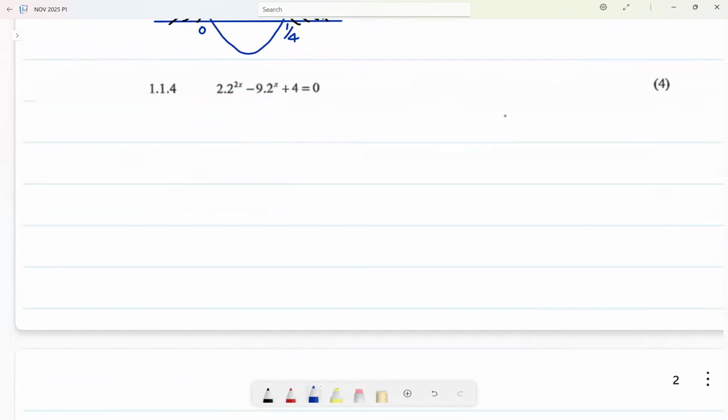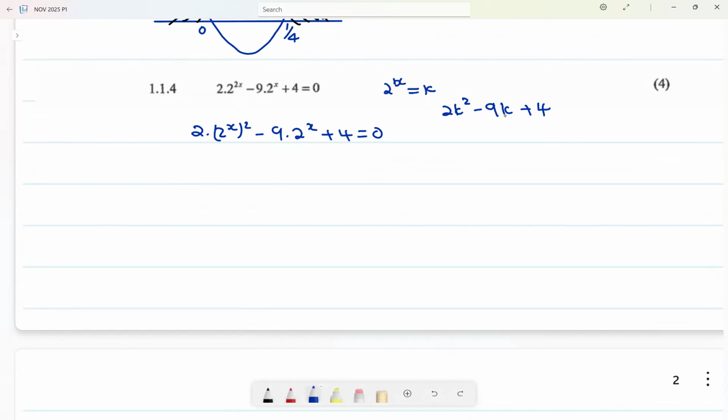1.1.4, 2 to the power of 2x minus 9 times 2 to the power of x plus 4. This is the same as 2 multiplied by 2 to the power of x, all raised to the power of 2, by the way, minus 9 multiplied by 2 to the power of x plus 4, equal to 0. You can let 2 to the power of x equal k, and then you'll have 2k squared minus 9k plus 4. But I want to do it like this. I already know that I can assume 2 to the power of x is my k. So I will want factors of 8 such that when I add them, they give me 9.